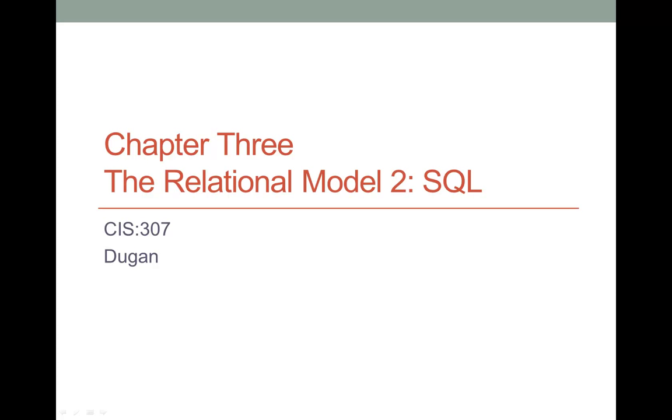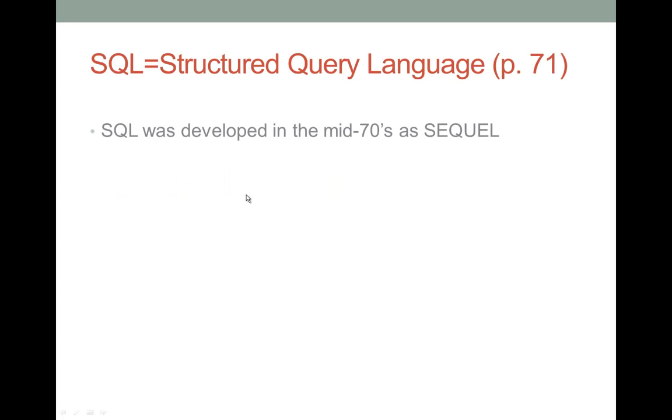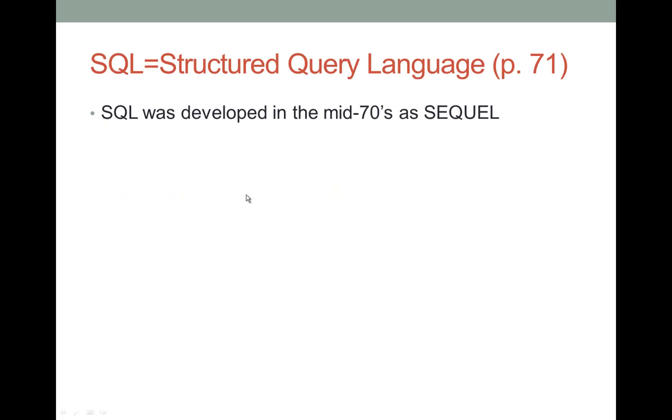Welcome to Chapter 3, the Relational Model 2, SQL or SEQUEL. This is CIS 307 and this is Nancy Dugan. The chapter itself begins in your text on page 71. You should have read the chapter before reviewing the lecture. You are responsible for everything in the chapter as well as everything in the lecture.